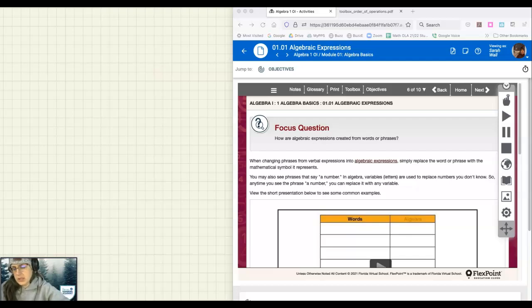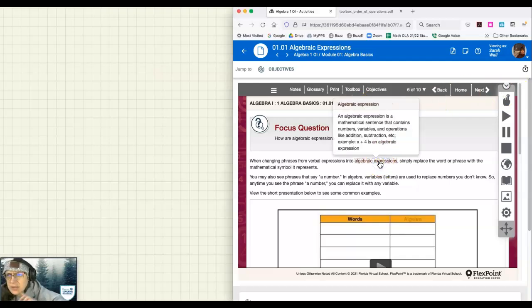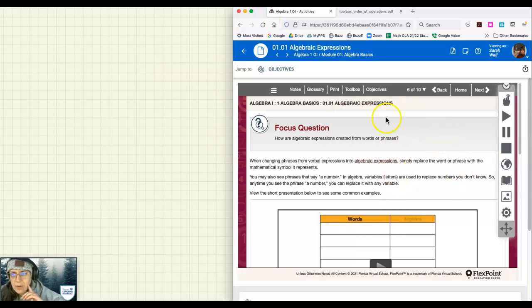All right, humans. Last but not least, algebraic expressions. Let's see what that says. An algebraic expression. Oh, we already did that at the beginning, didn't we? Okay, so it's just giving you the same vocabulary.